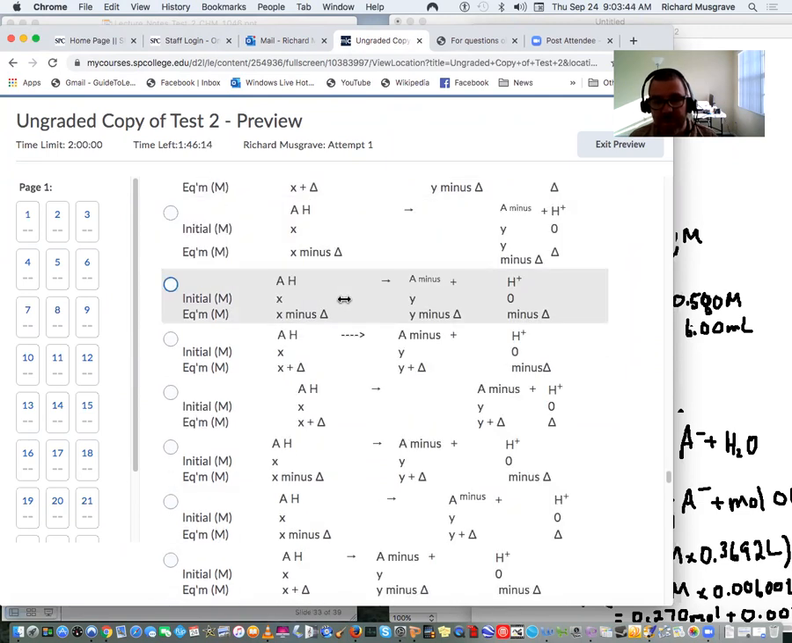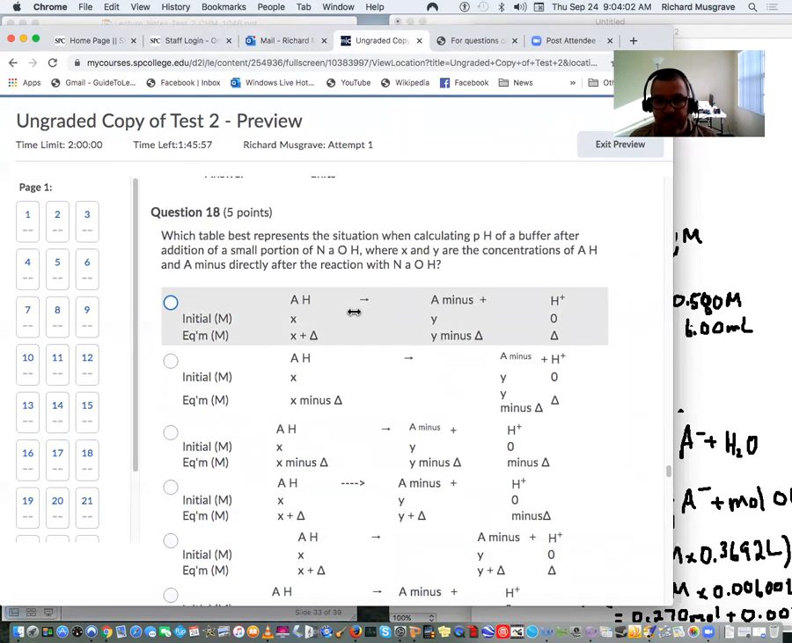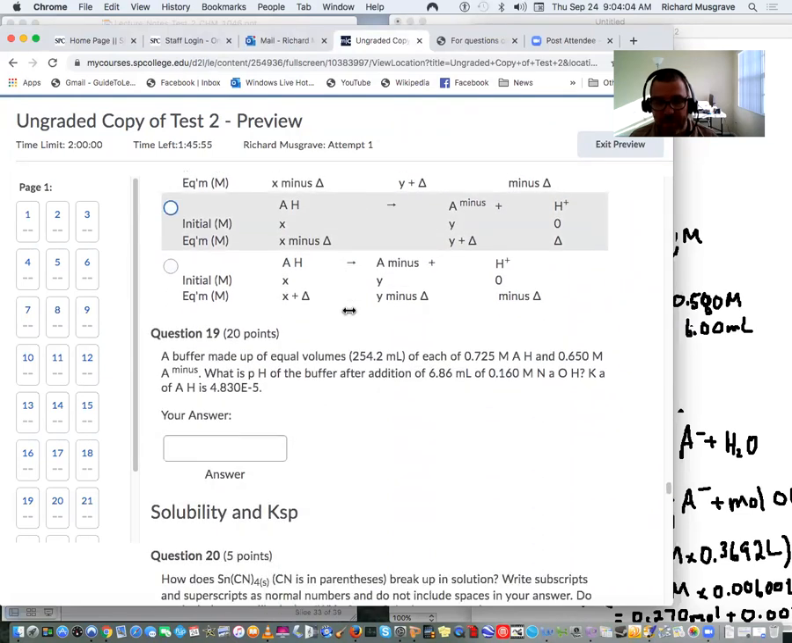So it is kind of a trick question, but that's the whole point of it, is to make you realize that whatever table you pick will be the one that is going to be the same regardless of whether you're adding HCl or NaOH. I'll leave that to you.